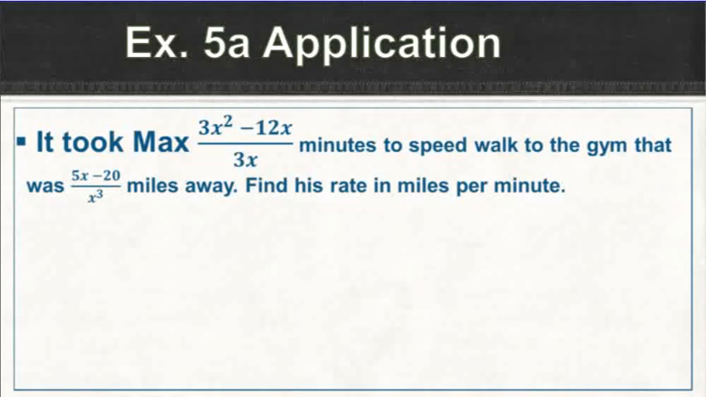And an application problem. It took Max 3x squared minus 12x divided by 3x minutes to speed walk to the gym that was 5x minus 20 over x cubed miles away. Find his rate in miles per minute. Now there are key words in here that will tell you how you should set up your problem. They want you to find the rate. So how fast are you going? Here's minutes, which is a unit of time. And then here's miles, a unit of distance. So if I think of rate, time, and distance, I get the formula rate times time equals distance.